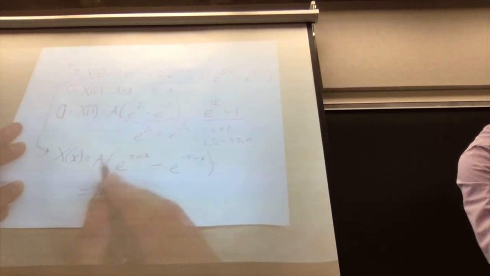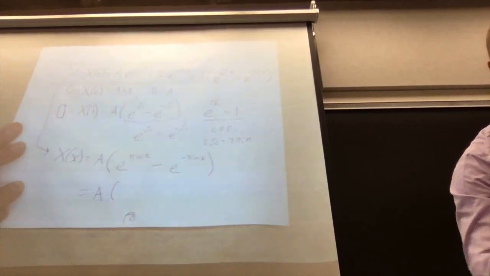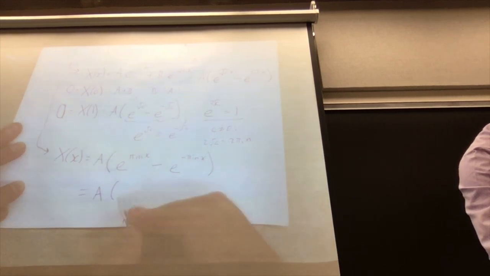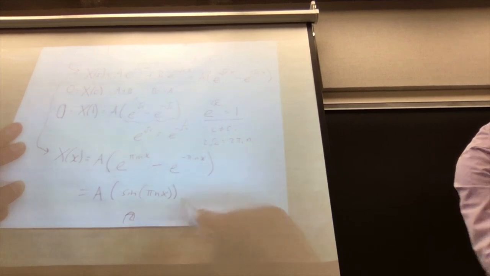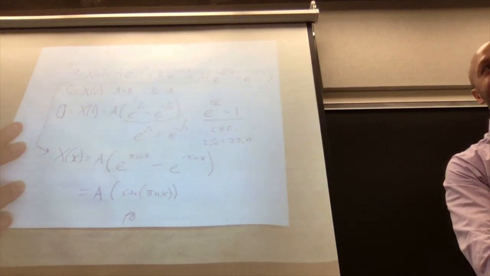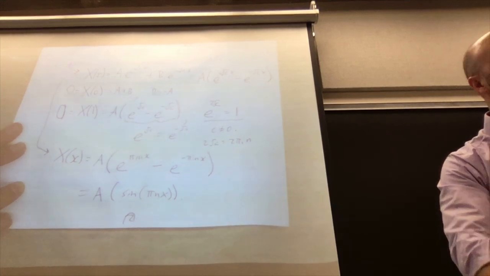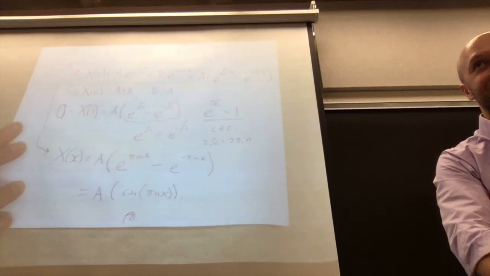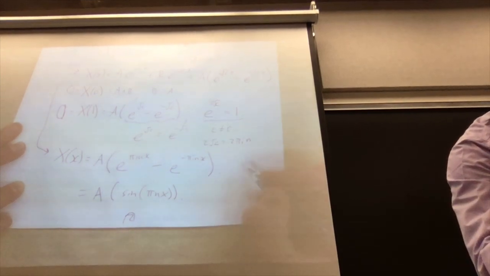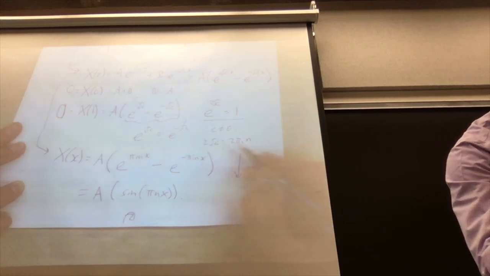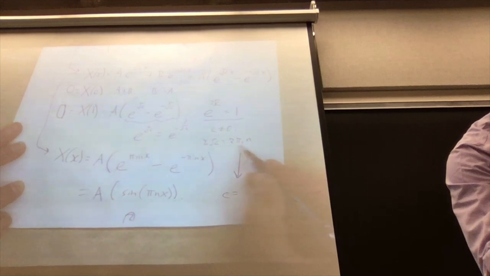I'll keep writing a, but it's not the same a. I'm not even going to put a prime. So this is just sine of pi n x. Does everybody follow? If you don't understand anything I'm doing, you have to stop. So far, so good? All right. Now let's go back to what c is. c will be the square of this, so I can cancel the 2's. c is negative pi squared n squared.